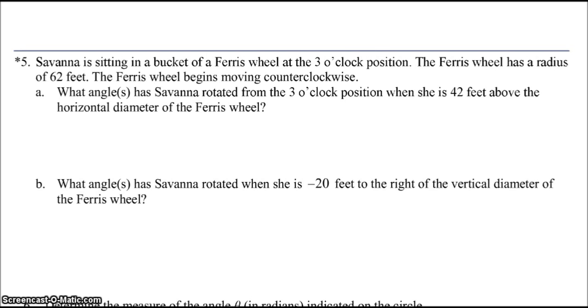Savannah is sitting in a bucket of a Ferris wheel at the 3 o'clock position. The Ferris wheel has a radius of 62 feet. The Ferris wheel begins moving counterclockwise. What angle has Savannah rotated from the 3 o'clock position when she is 42 feet above the horizontal diameter of the Ferris wheel?